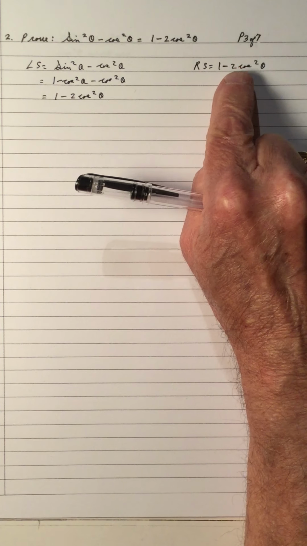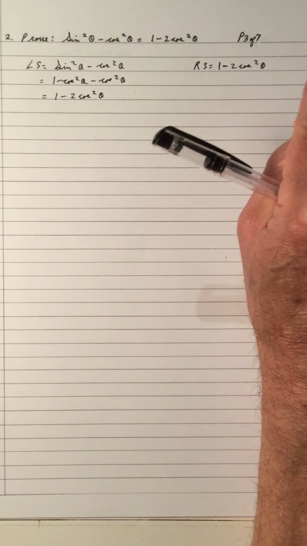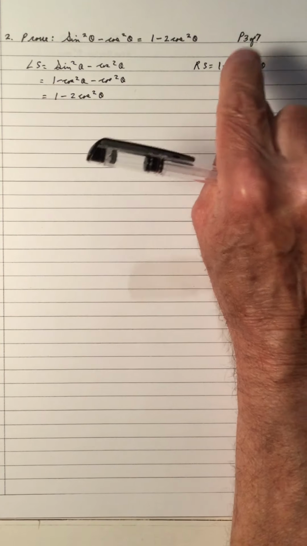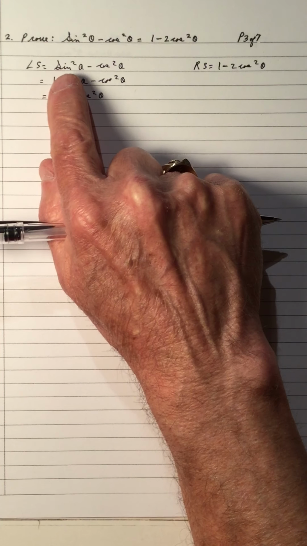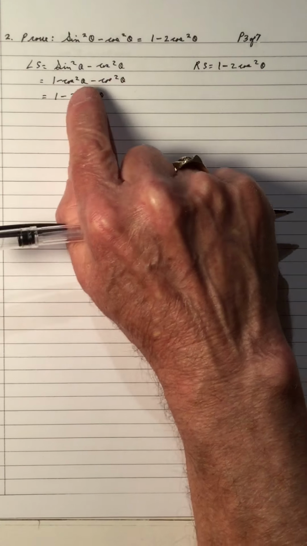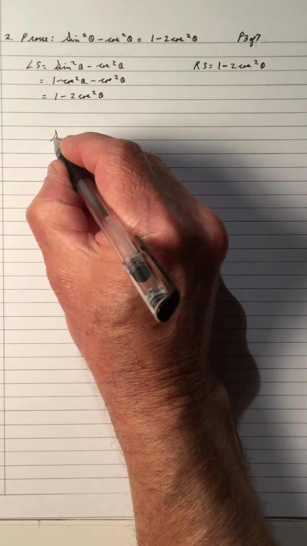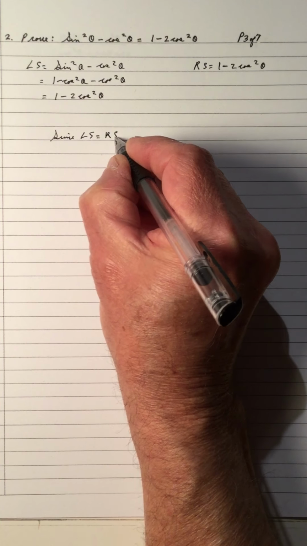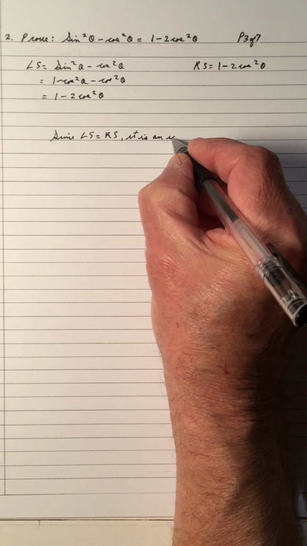Again, if one side is all sines, then you change your tan and everything else, secant, cosecant, to sines. So this side has cos, so everything changes to a cos, if you can do it. And again, note, since the left side equals the right side, it is an identity.